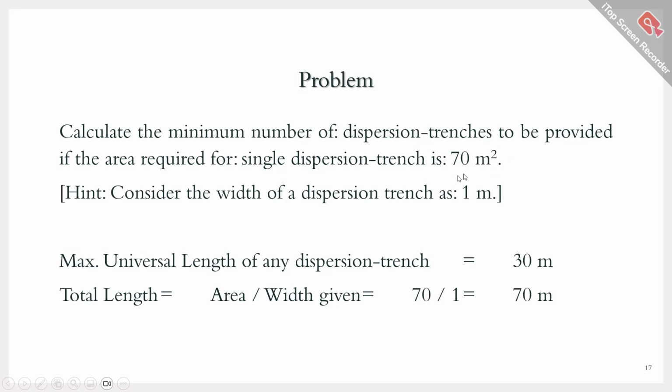So the area required for a single trench is given as 70 meters square, that we have put here as area, and the width is also given in the hint as 1 meter. So in this way we can calculate the total length of one dispersion trench, which is 70 meter.